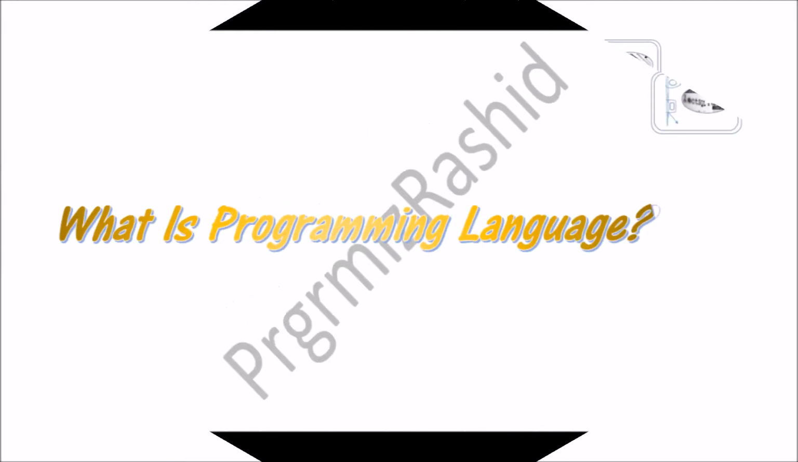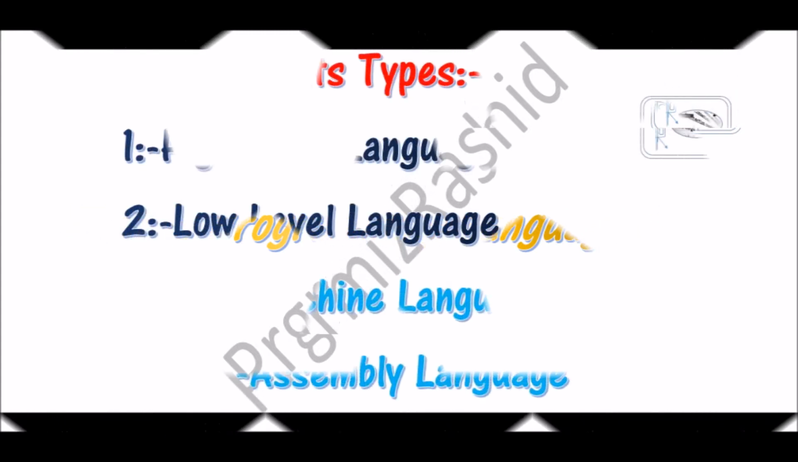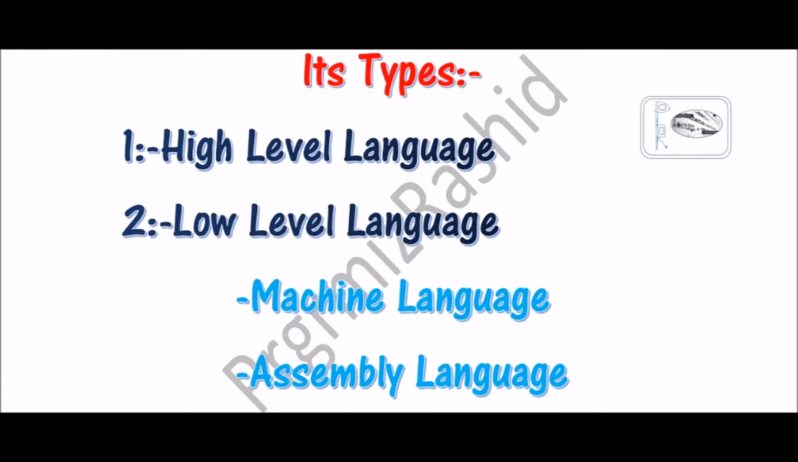Now moving to the next, and that is what is programming language. A programming language is a set of instructions for instructing the computer to perform specific tasks. The term programming language usually refers to high-level languages like C, C++, Java, Pascal, etc. And here, as you can see, I mentioned the types, and the first one is high level language and the second is low level language. In low level language, there are two parts, machine language and assembly language. So start with high level language.